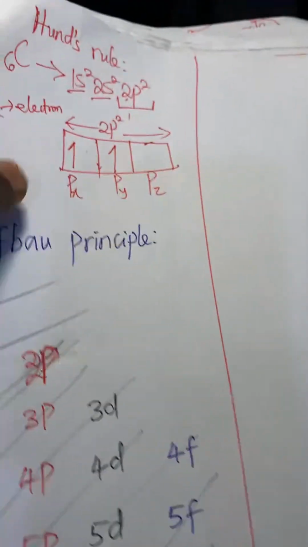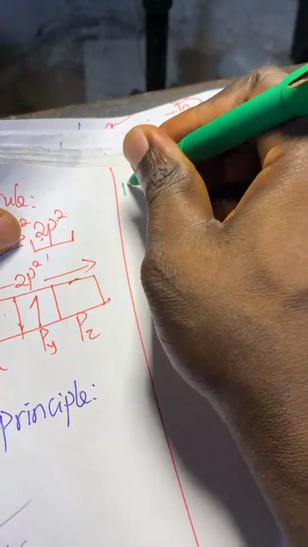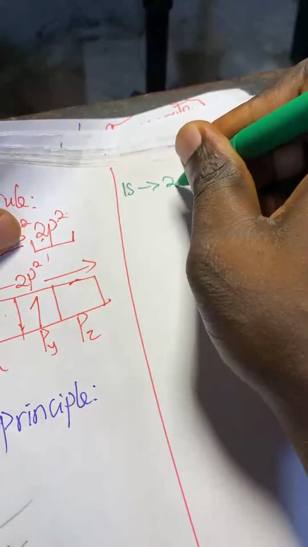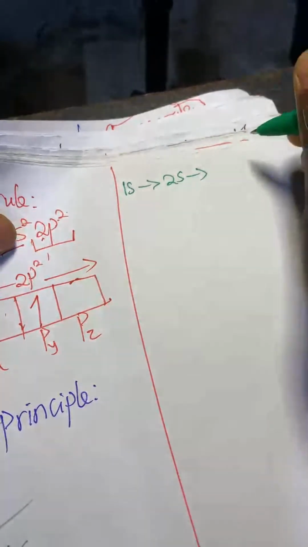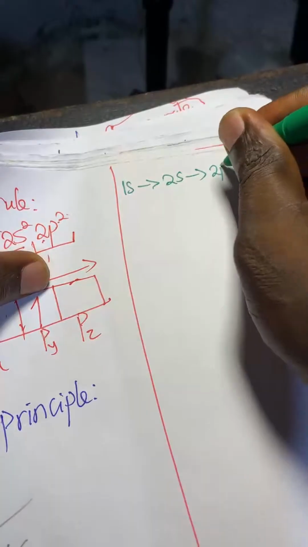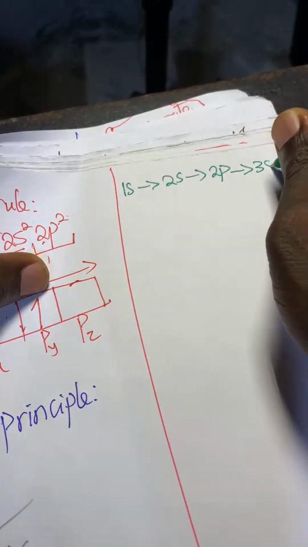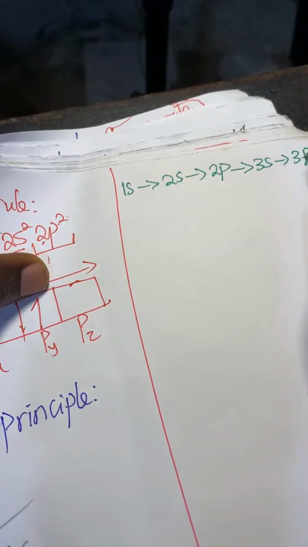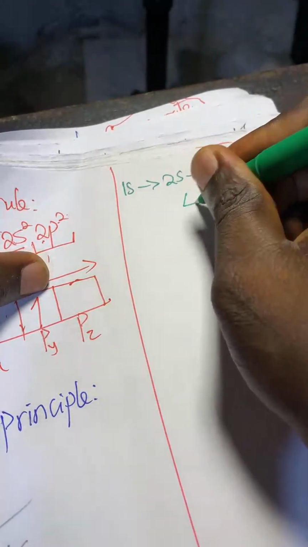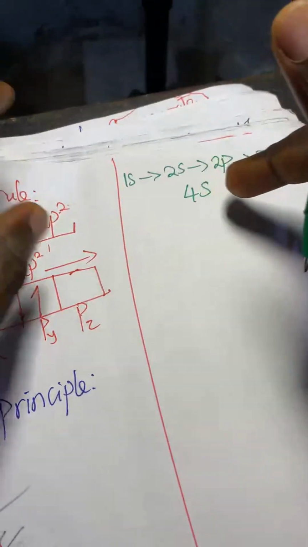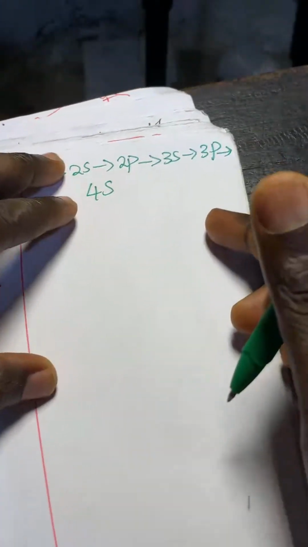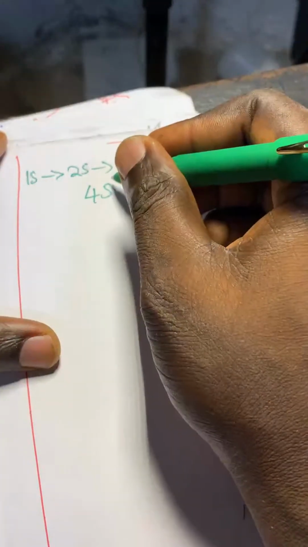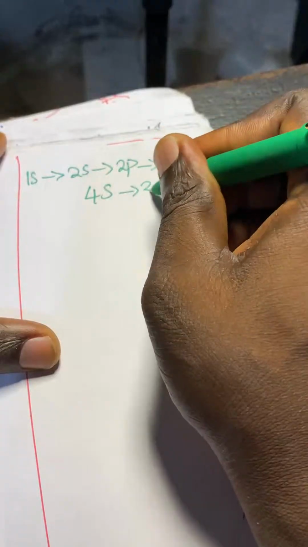So in conclusion, according to the Aufbau principle, you will fill the 1s orbital, then you get to 2s, then from 2s you get to 2p, from that you get to 3s, from 3s you get to 3p, from 3p you get to 4s. This alone contains the first 20 elements. And of course, from this 4s, you get to what?